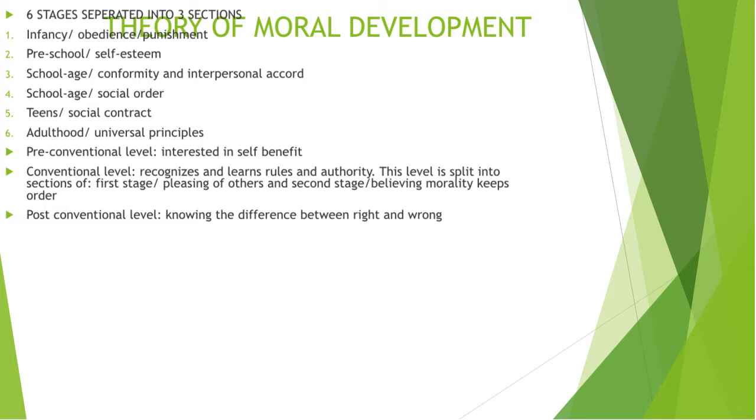Stage 5, social contract. This is where someone evaluates another person before a decision is made on the morality of their action. Stage 6, universal ethical principles. This is the final stage. This is when the person considers universally accepted ethical principles.